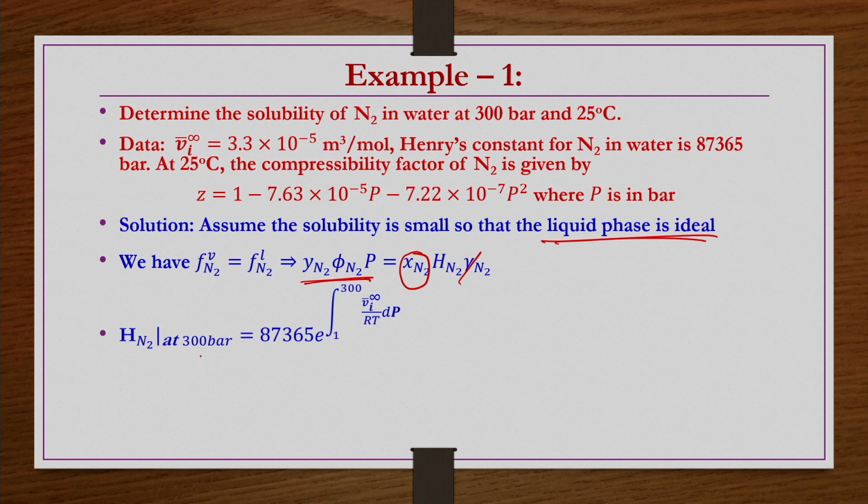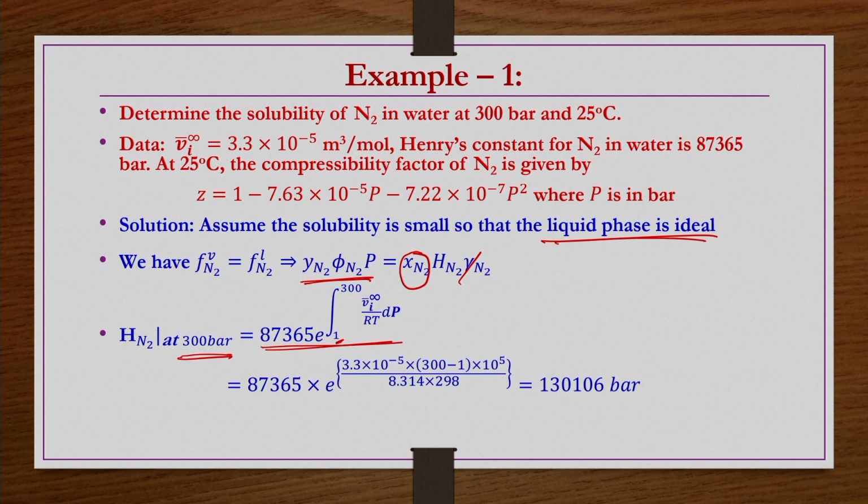So, for this purpose, H_N2 is given at 1 bar atmospheric pressure, but at 300 bar we have to apply a correction. That correction is H_N2 multiplied by the exponential of V_i bar infinity by RT dP, integrated from 1 to 300. When you do it, you will get H_N2 at 300 bar is nothing but 130106 bar. So, H_N2 is known.